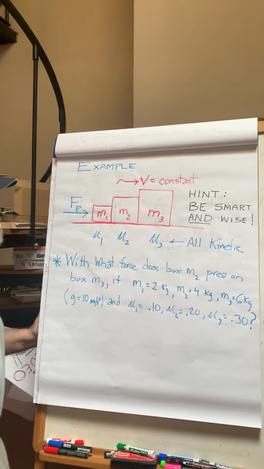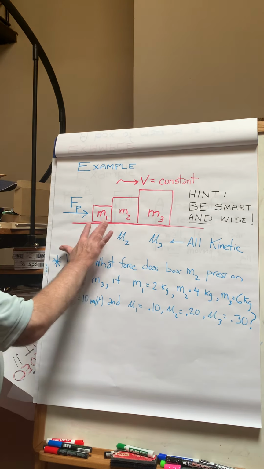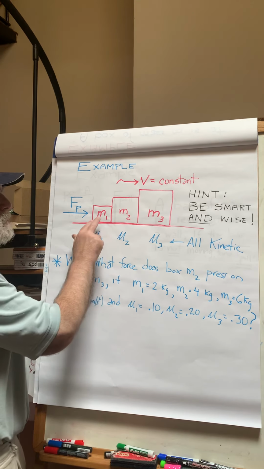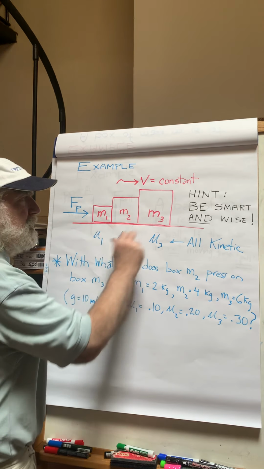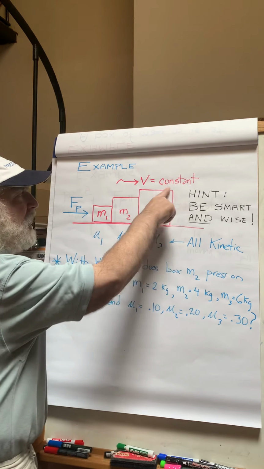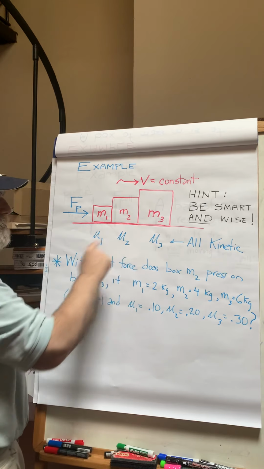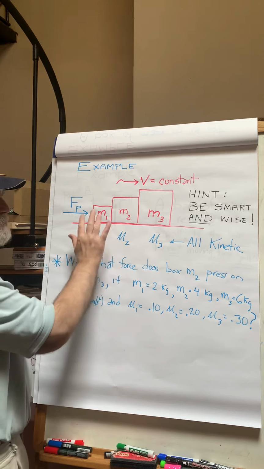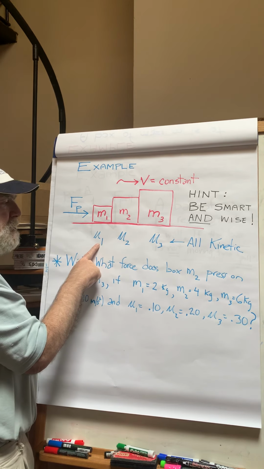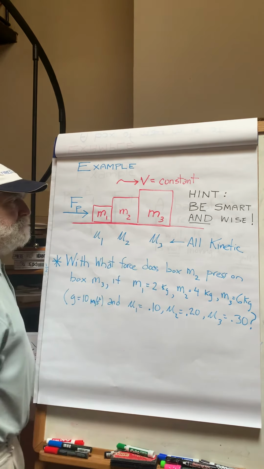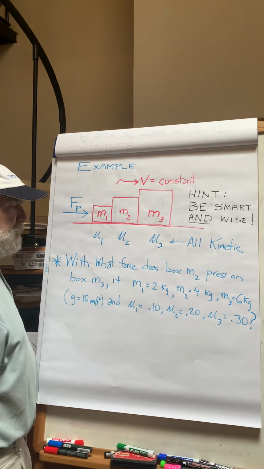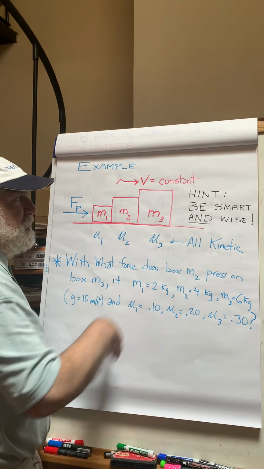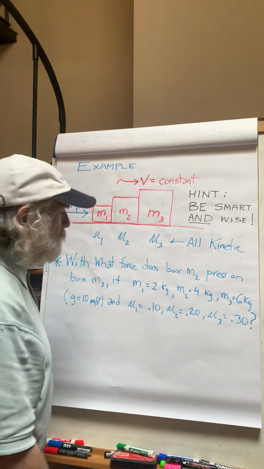Here's a problem that looks extremely complex. It's three masses, apparently by their shape, if they were the same material. M1 is less than M2 is less than M3, and they're all moving at constant velocity across a flat surface that has different, they're not the same substance, because these are all different kinetic coefficients of friction. And my question is, remember velocity is constant, my hint to you is be smart and wise, be both.